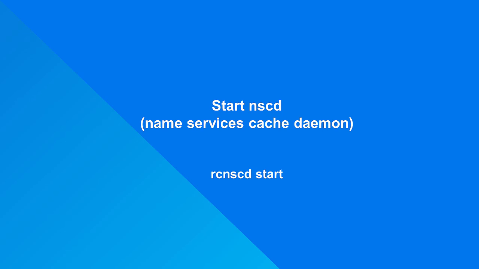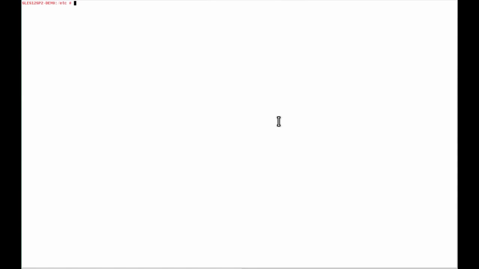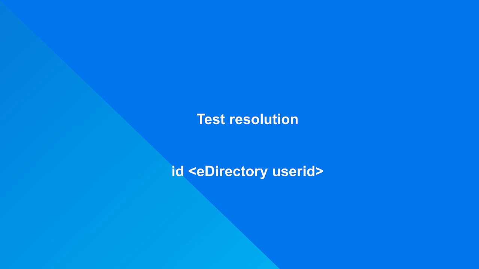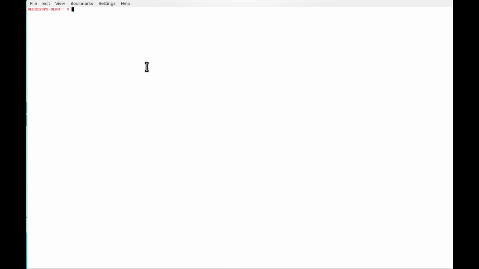Start nscd, which is the name service cache daemon. Type rcnscd start. Check the configuration by testing user resolution. The id command is used to resolve a user. It is helpful to run the id command while generating an NDS trace log for eDirectory.